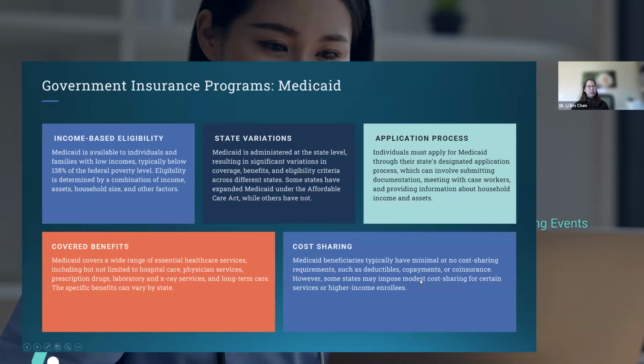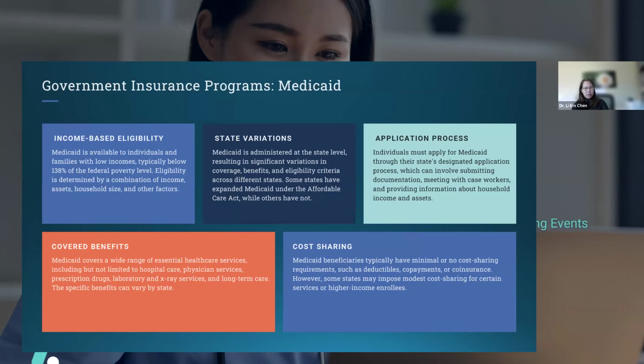So Medicare, not to be confused with Medicaid. Medicaid also has eligibility criteria, which are different from Medicare, right? So remember, Medicare is people who are 65 or older, disabled, or on dialysis. Medicaid is based on income. So families or people with low income, and very specifically, they're usually below 138% of the federal poverty level.